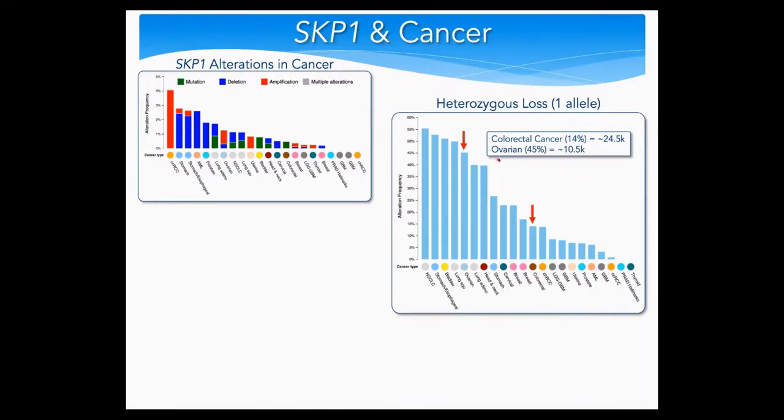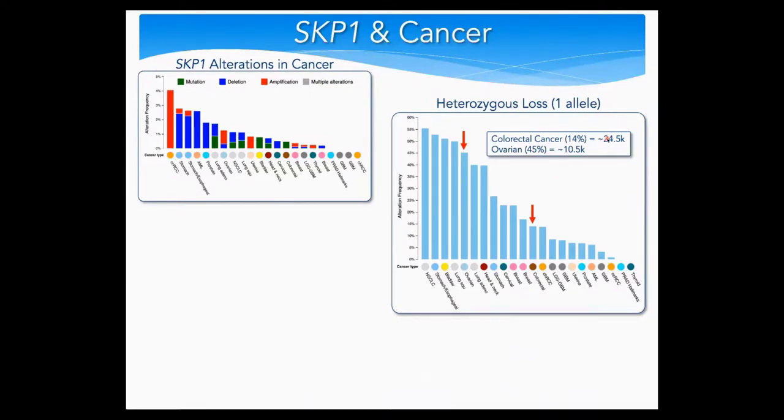In fact, if we look at some of the cancer types that I was just talking about, ovarian cancer, for example, approximately 45% of all ovarian cancers are expected to have the loss of one SCIP1 allele. And annually in the United States and Canada, that would equate out to about 10,500 people. Similarly, colorectal cancer is found in a lower frequency, only about 14%, but that equates to about 24,000 individuals in the United States and Canada annually.